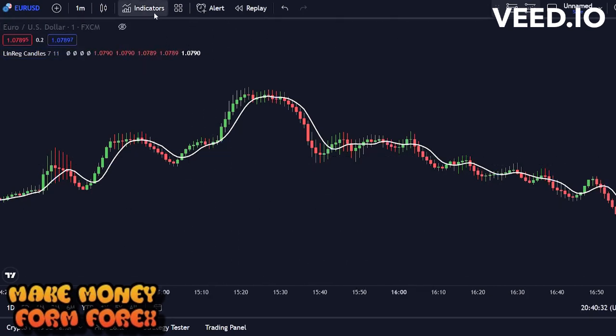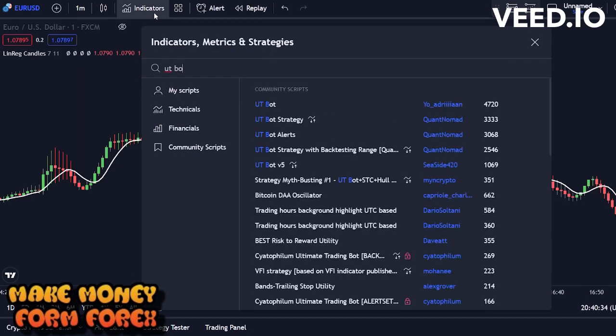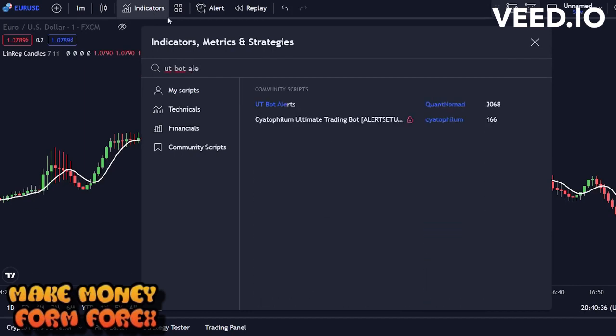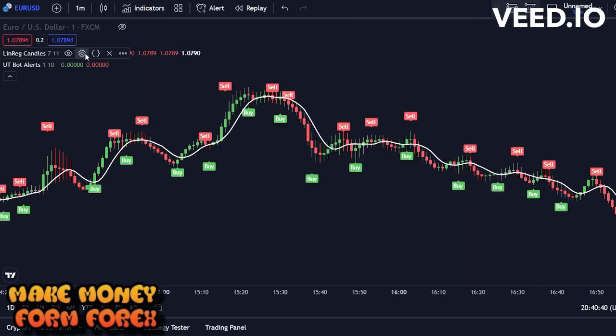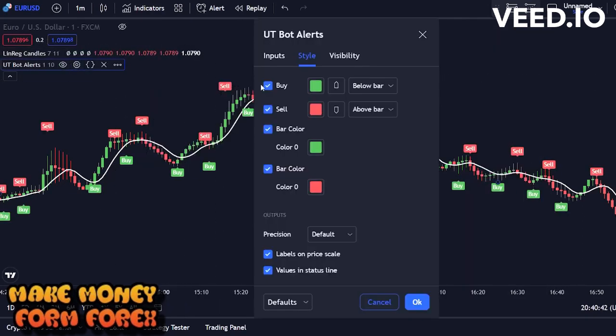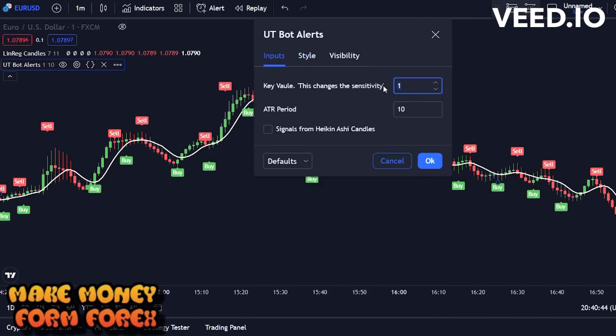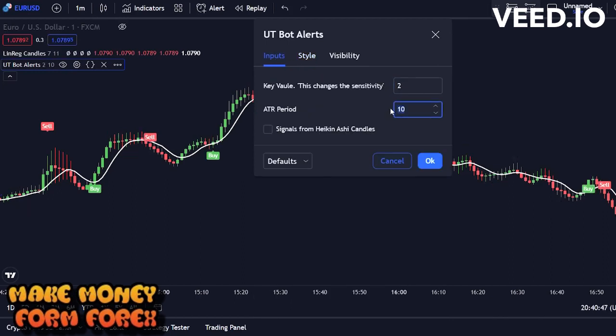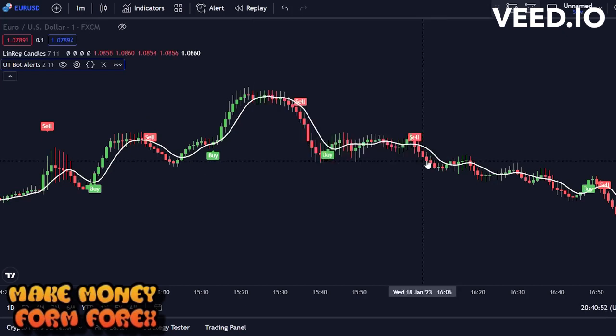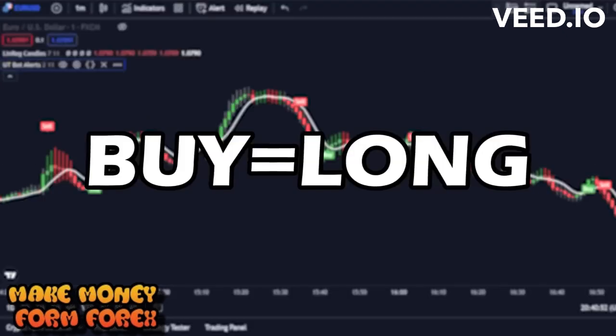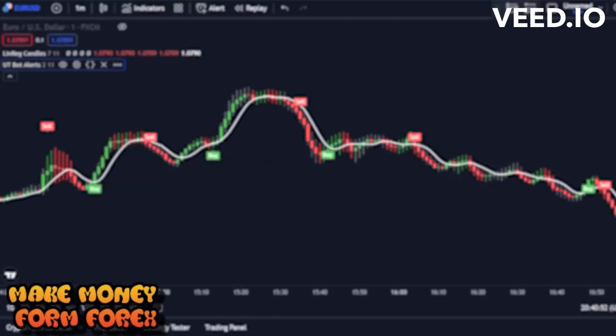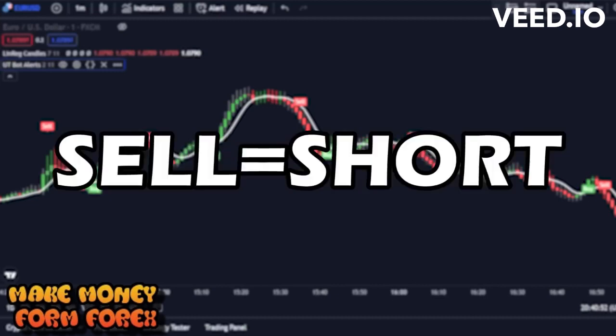Again, go back to the Indicators tab and this time we're gonna search for UT bot alerts. Select this one by Quant Nomad. Again, we need to access the settings, so click here and in the Inputs tab change the key value to 2. Then change the ATR to 11. And click OK. This indicator will be our entry confirmation, so when it prints a buy signal we open a long trade, and when it prints a sell signal we open a short trade.